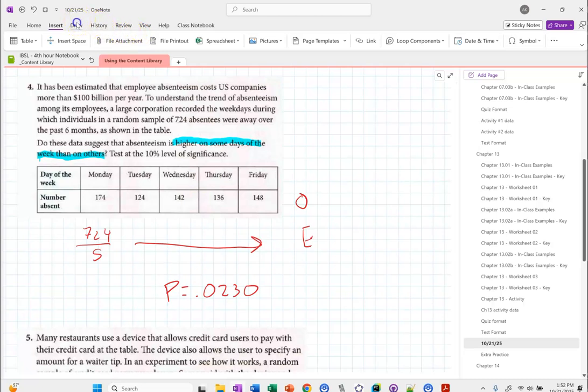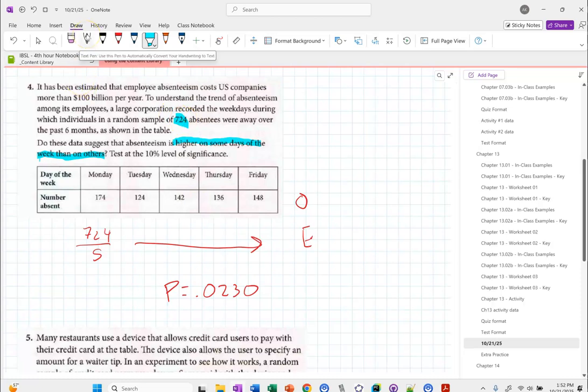It tells us in the problem that there were that many, right? So you could have added them all up. You got 724 also, but it told us in the problem.